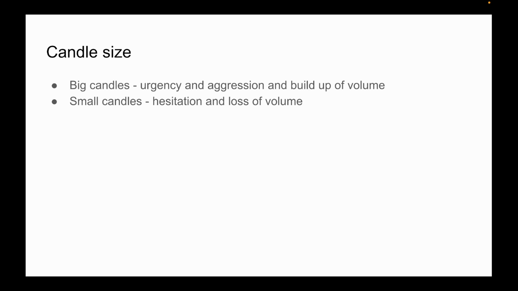Okay, so big candles mean urgency, aggression, and build up of volume. Small candles equal hesitation and loss of volume.